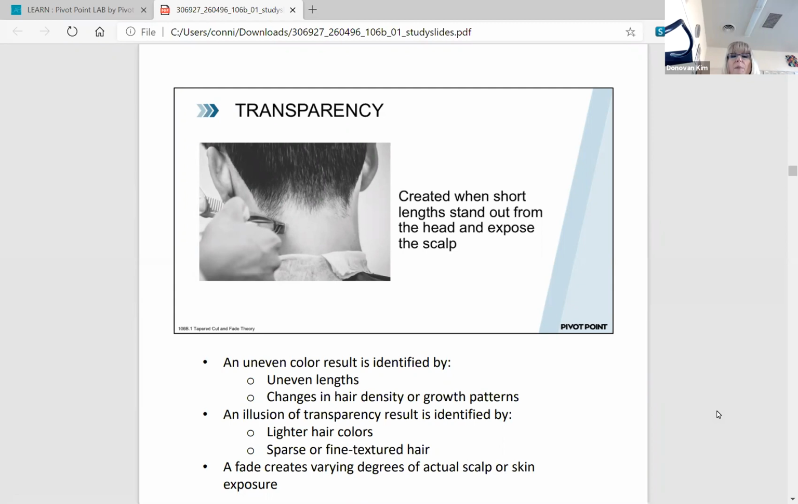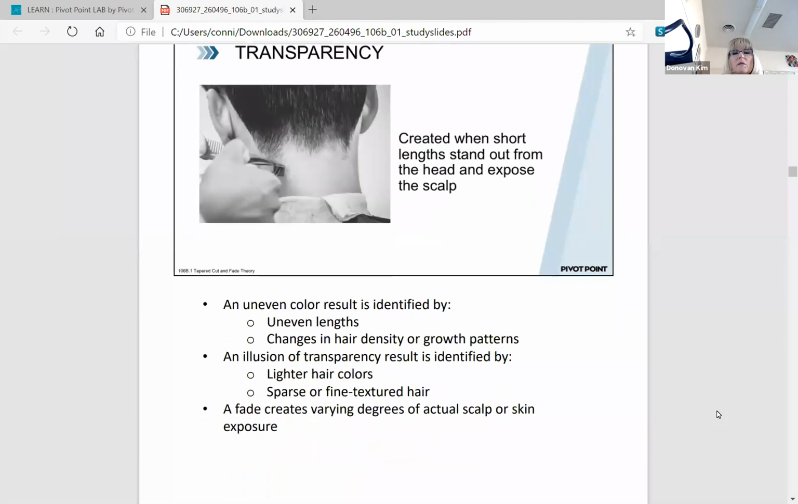An illusion of transparency results is identified by lighter hair colors or hair texture exposure.